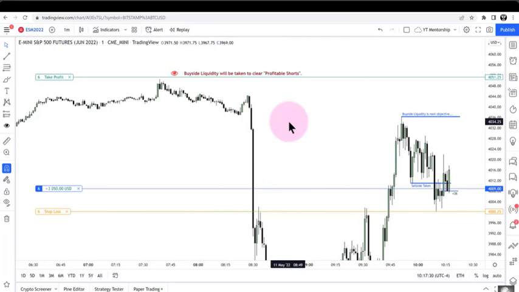All right, nice little caffeine bar there. Caffeine bar is something I named big green candles. If I'm bullish, I want to see that. If I'm bearish and I see it, I don't like it.